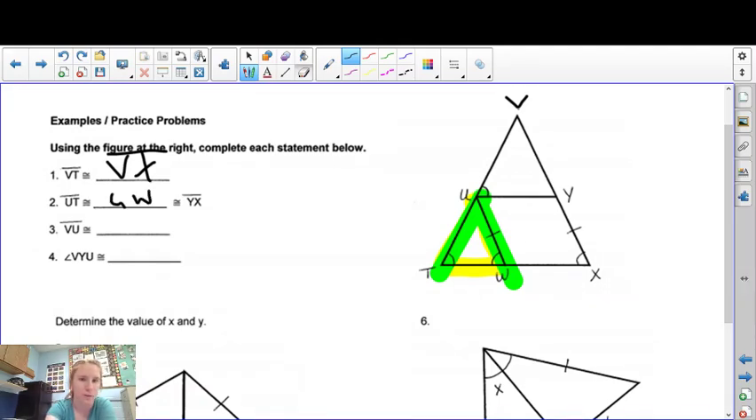Oof, that U is a little rough. I was trying to do a lowercase u. It didn't really work out.